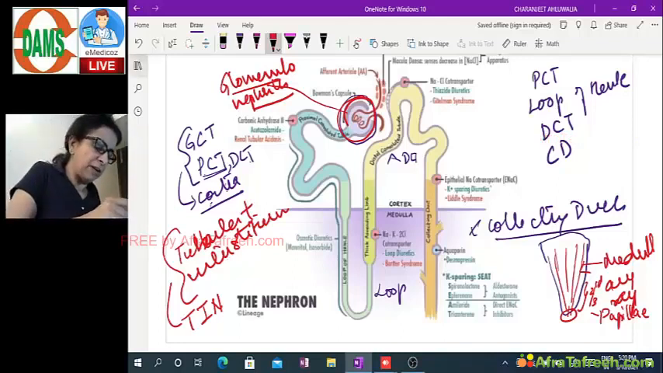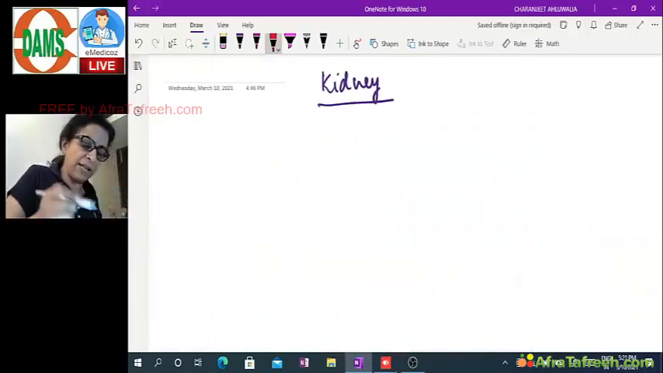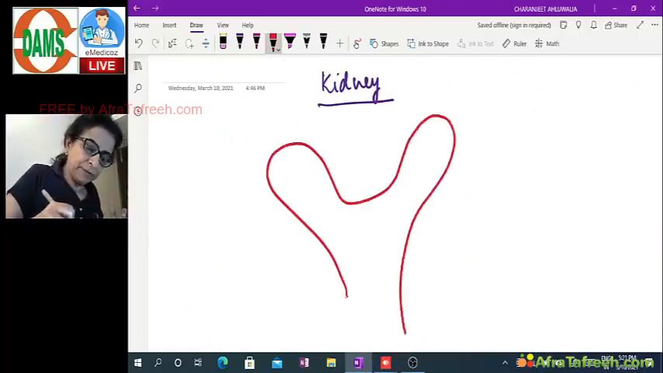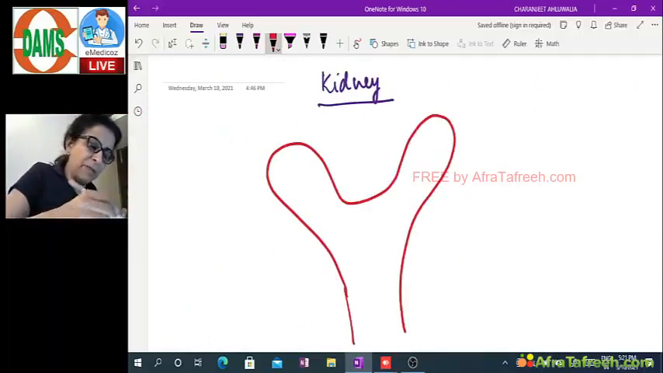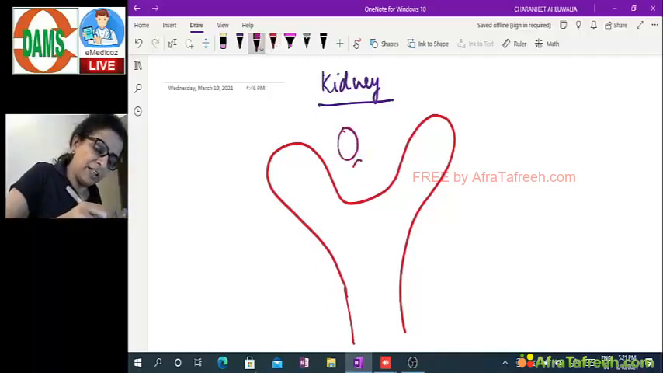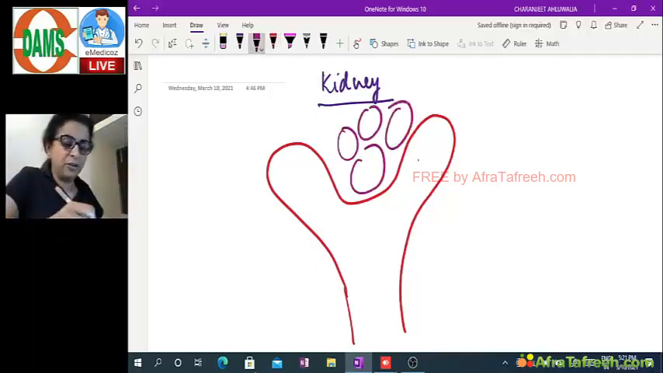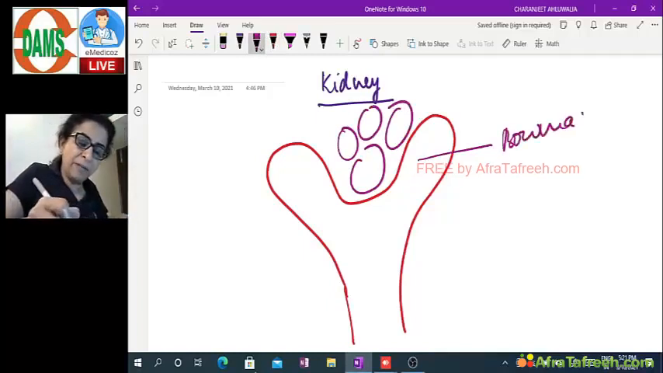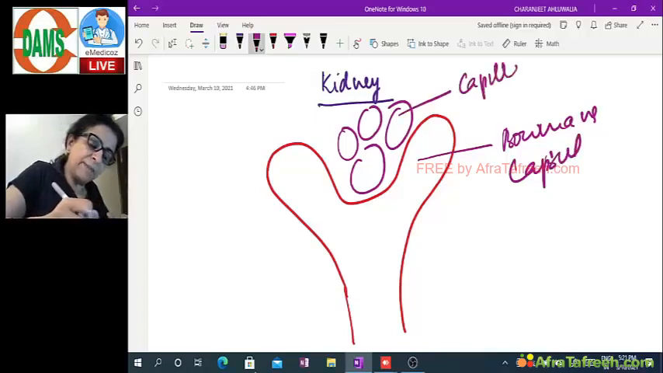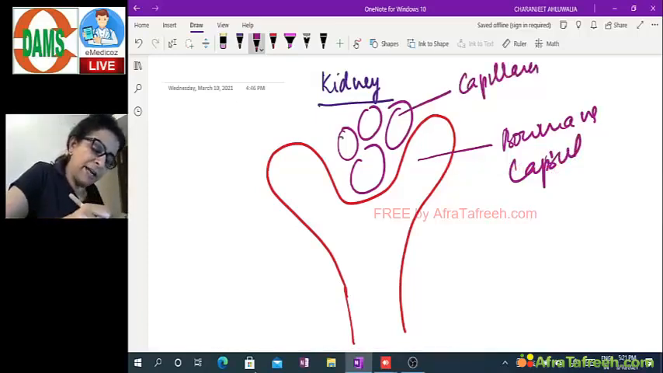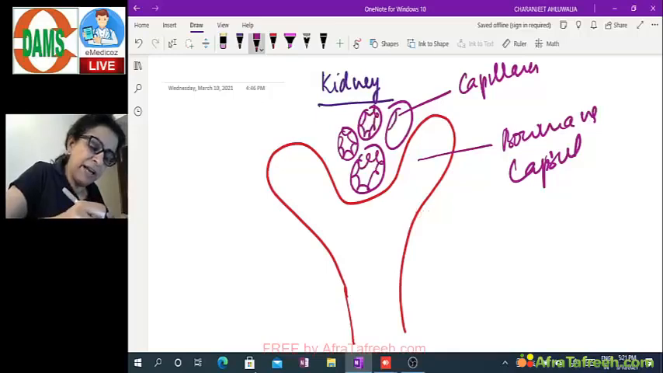If you look at the glomerulus, this is the Bowman's capsule, and here we have these glomerular capillaries. These are the capillaries. You know what the capillaries are lined by? The capillaries are lined by endothelial cells. So these are the endothelial cells lining the capillaries.